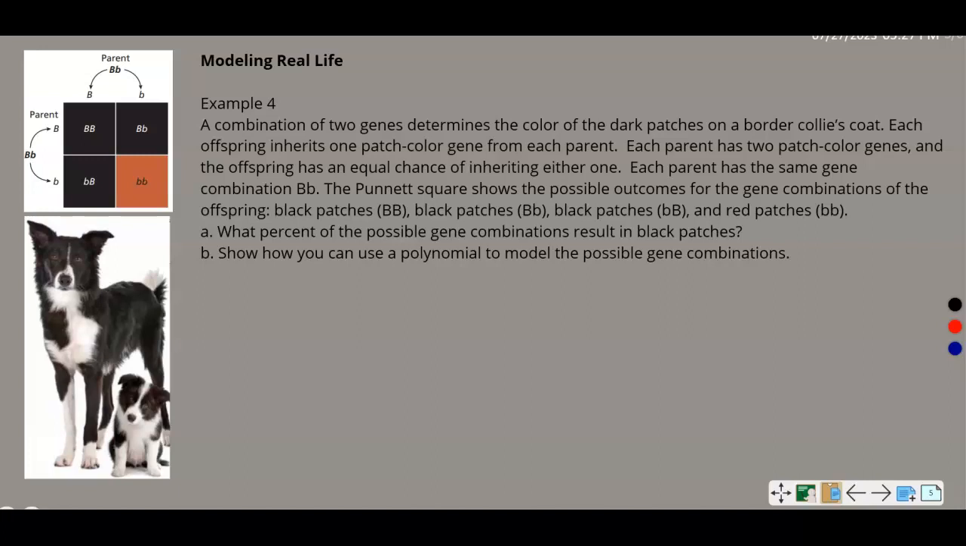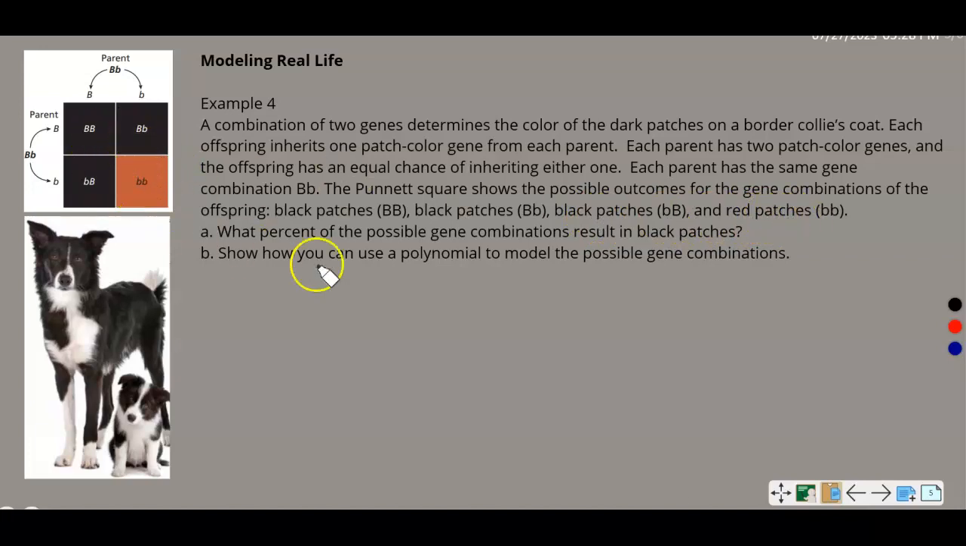Each parent has two patch colored genes, and the offspring has an equal chance of inheriting either one. Each parent has the same gene combination, capital B, lowercase b. The Punnett square shows the possible outcomes for the gene combinations of the offspring. So you can have capital B, capital B, capital B, lowercase b, lowercase b, capital B, or lowercase b and lowercase b. You can see that the first three result in black and the last one results in red.